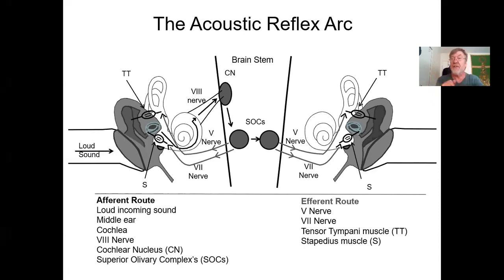The tightening of the middle ear bones due to a loud sound. Look at all the area that the acoustic reflex arc covers. Huge area. I mean, a monstrous area. It's just covering everything. Covers the whole ear, everything except the cortex. But everything else, it's a large area.